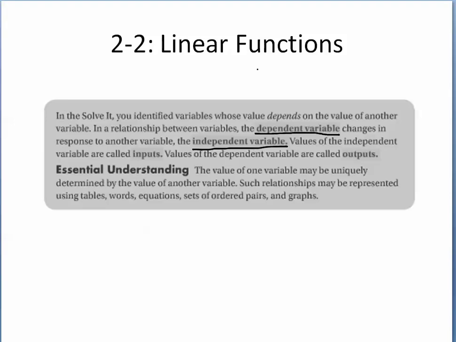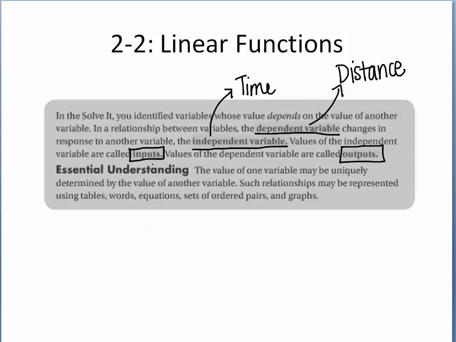So things that are usually independent are things like time, and time will change other things like speed or distance over time. So the independent variable would be time, the distance would be the dependent variable. Values of the dependent variable are called outputs. And the values of the independent variable are inputs.